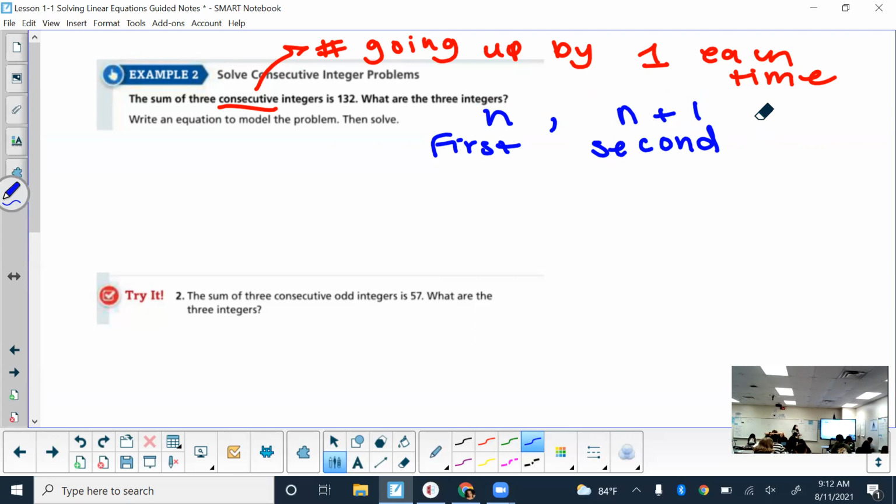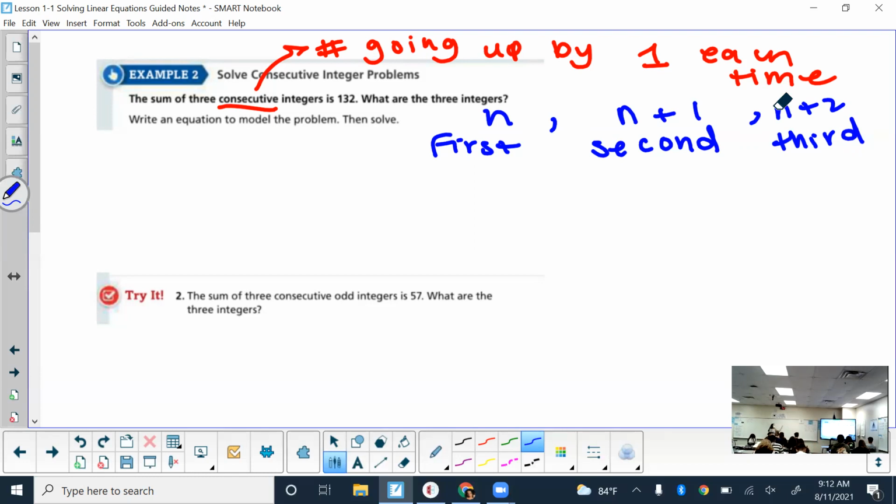All right, and this one's asking for 3 consecutive integers, so we need a third. What would be my third number? N plus 2. Are we seeing the pattern? If it asks for 5 consecutive integers, we would do the same thing until we get to 5 numbers. That makes sense, because what if it was 1, 2, 3? Isn't 3 1 plus 2? So that's a structure we can use for all of these types of problems.